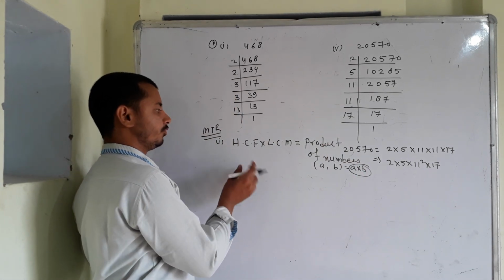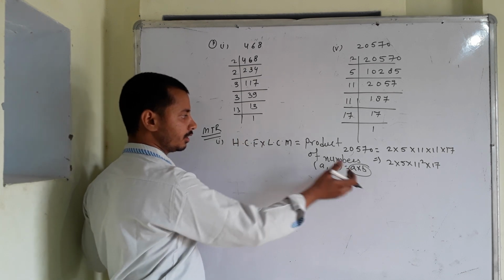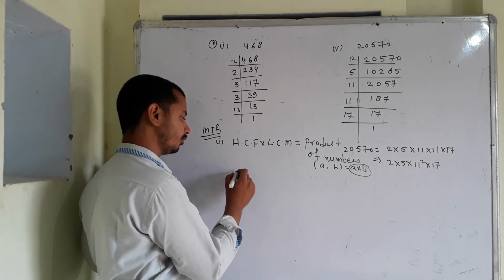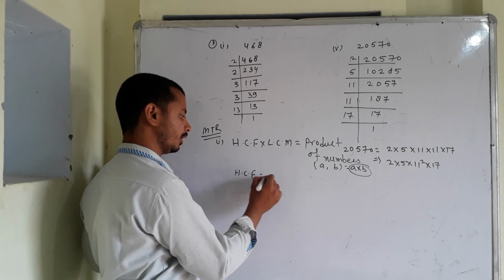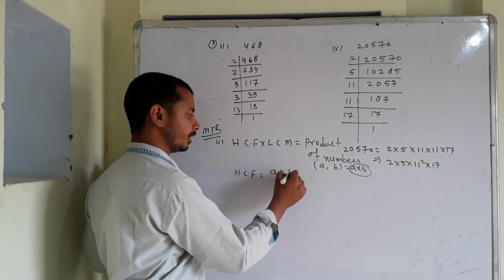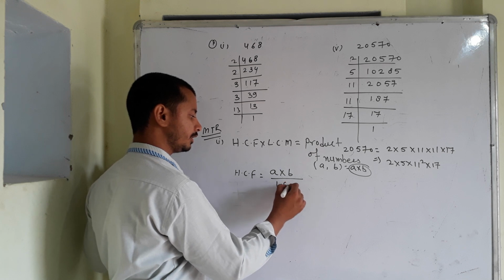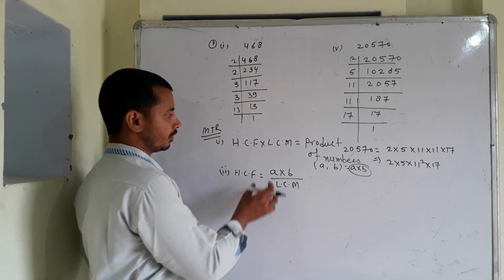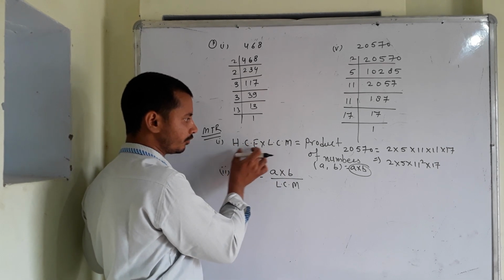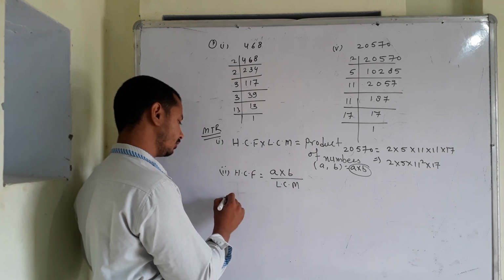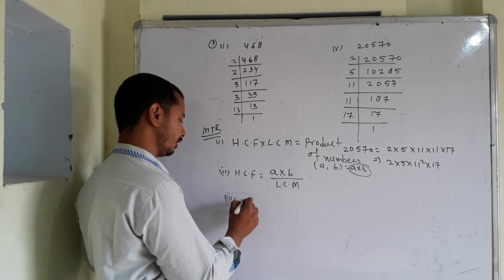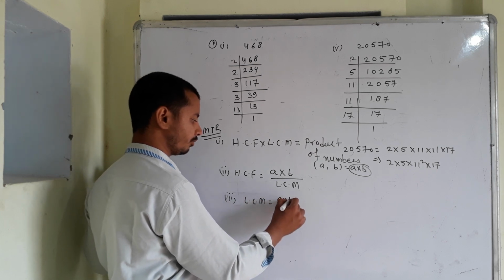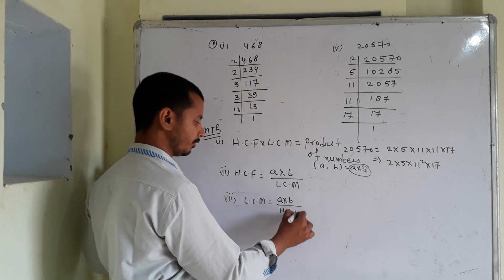When we have the value of the integers and the value of LCM, then we find the value of HCF by the relation: HCF equals product of numbers upon LCM of numbers. And if we have the value of HCF and the integers, then the relation is LCM equals product of numbers upon HCF.